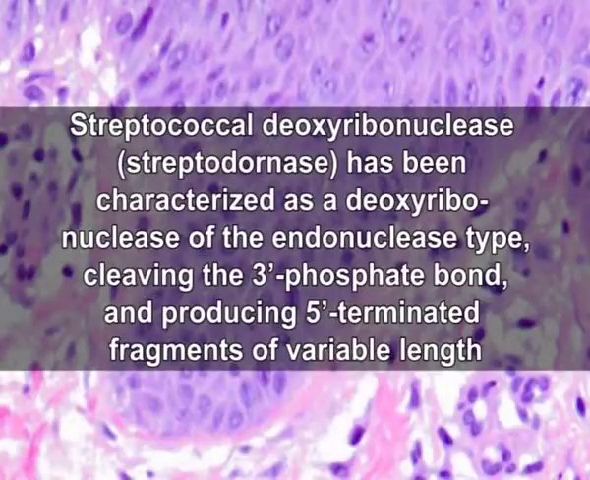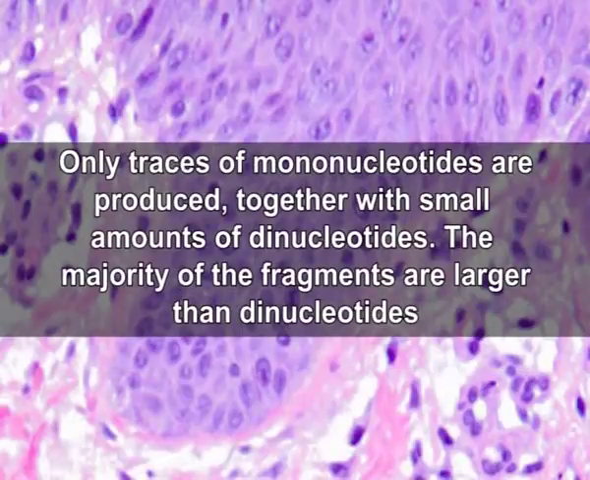Streptococcal deoxyribonuclease, that is streptodornase, has been characterized as a deoxyribonuclease of the endonuclease type, cleaving the 3' phosphate bond and producing 5' terminated fragments of variable length. Only traces of mononucleotides are produced together with small amounts of dinucleotides. The majority of the fragments are larger than dinucleotides. The total number of bonds cleaved is approximated as 18%.